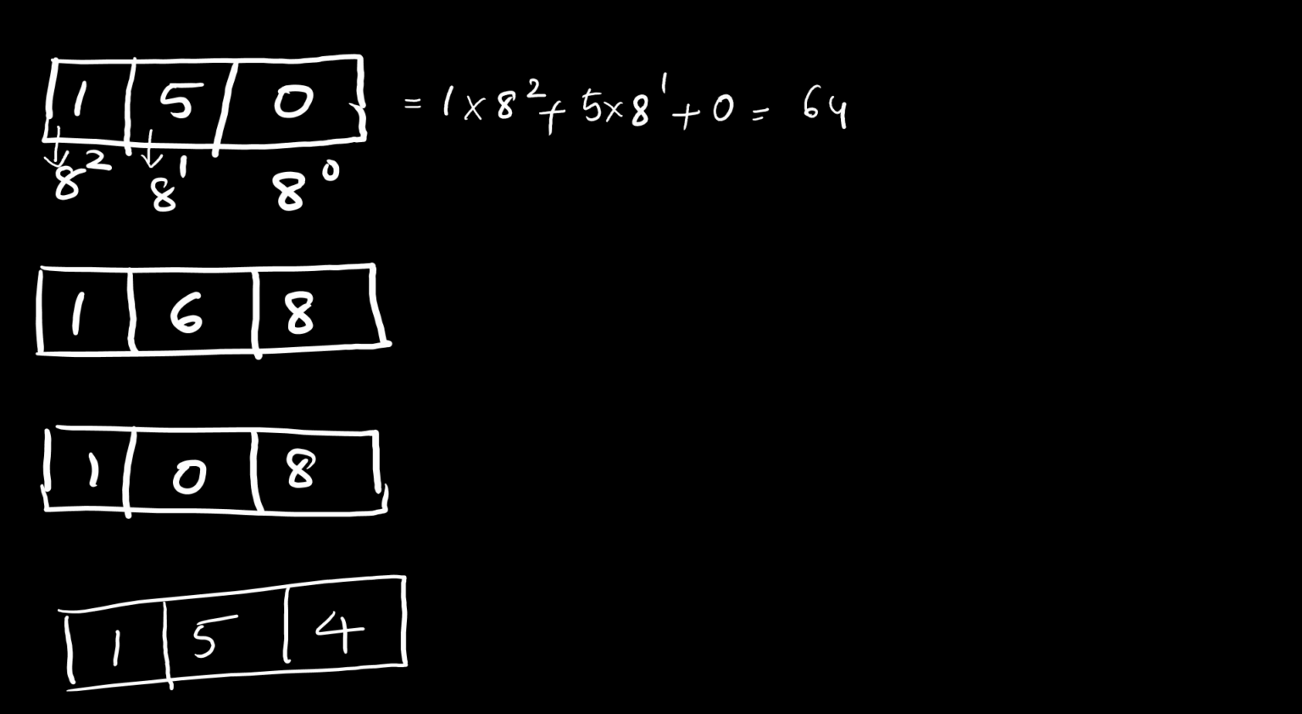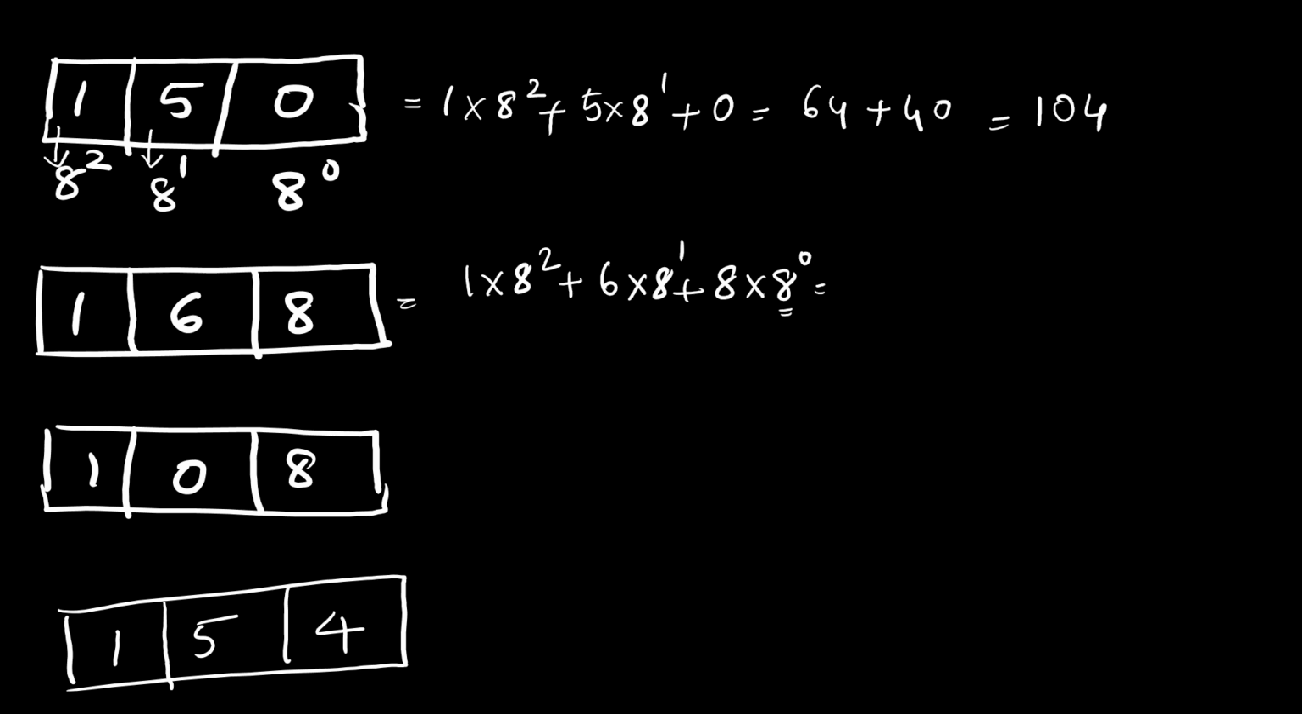This is 64 plus 40, which is equal to 104. Next is 1 into 8 square plus 6 into 8 raised to 1 plus 8 into 8 raised to 0. 8 raised to 0 is 1. Now 8 square is 64, plus 48, plus 8, which is equal to 120.